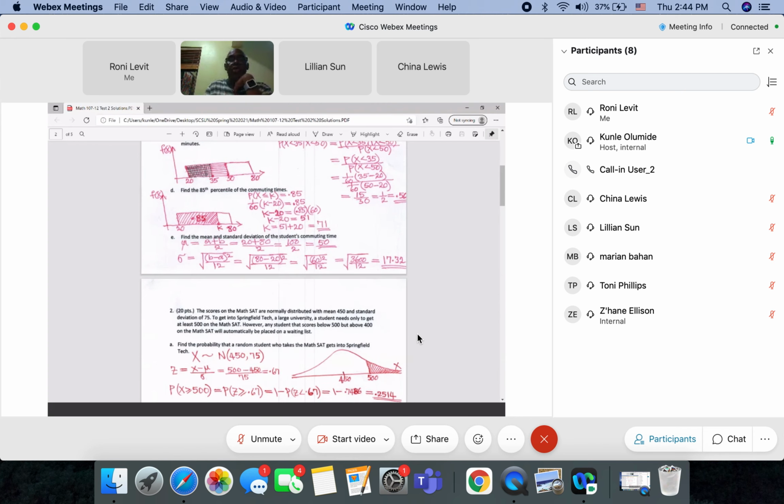See how I say that the probability of x greater than or equal to 500 is the same as the probability of z greater than or equal to 0.67. How do I know that? Because I use the conversion formula z equals x minus mu over sigma. So it'll be 500 minus 450 divided by 75, and that calculates to 0.67. So the probability of x greater than or equal to 500 translates into the probability of z greater than or equal to 0.67, which is the same as 1 minus the probability of z less than 0.67.